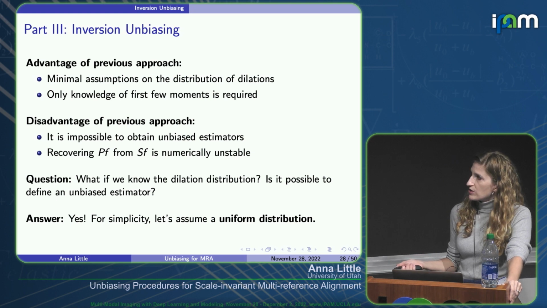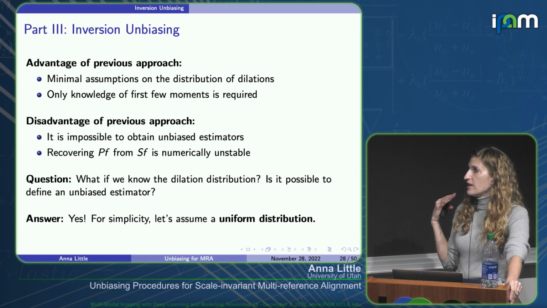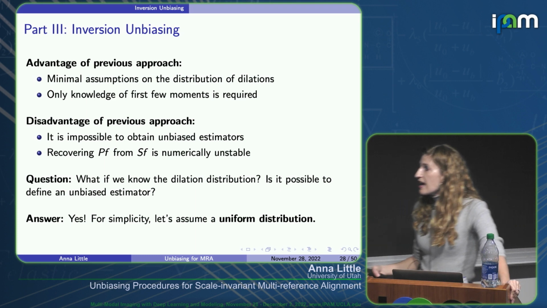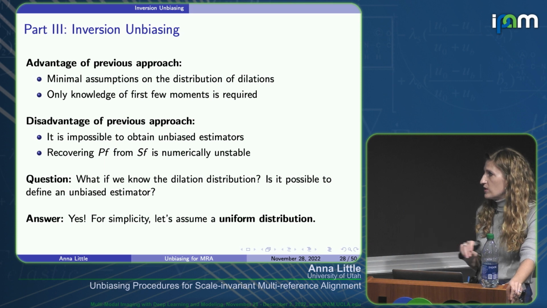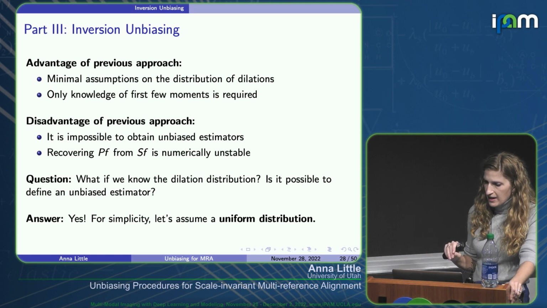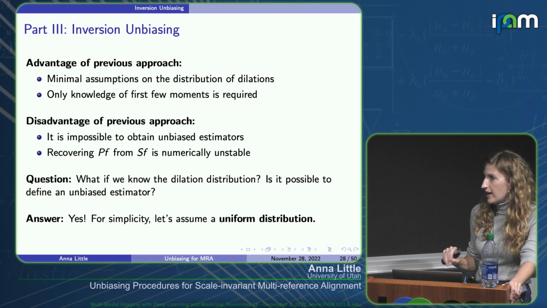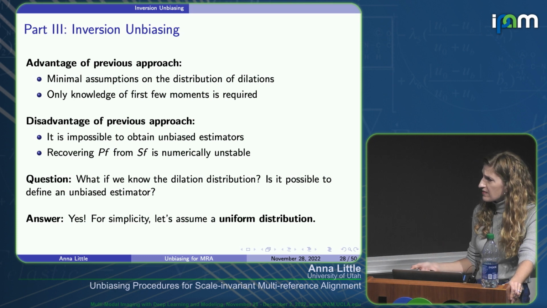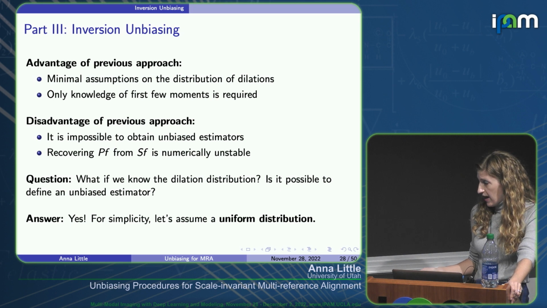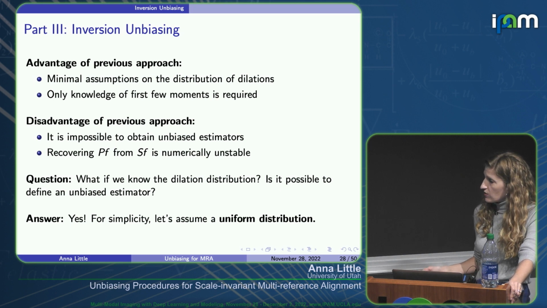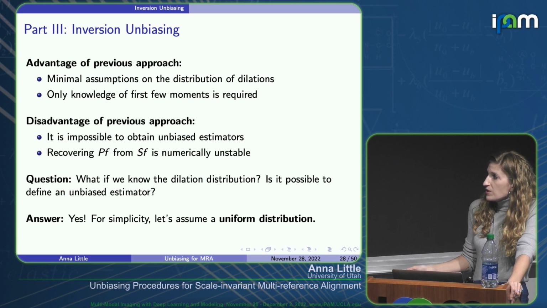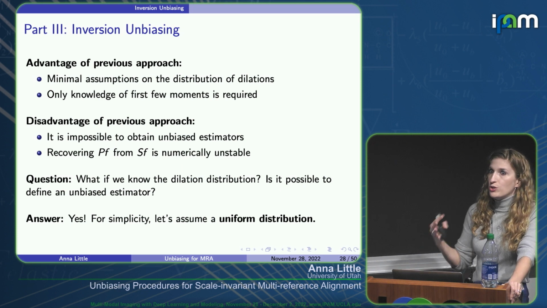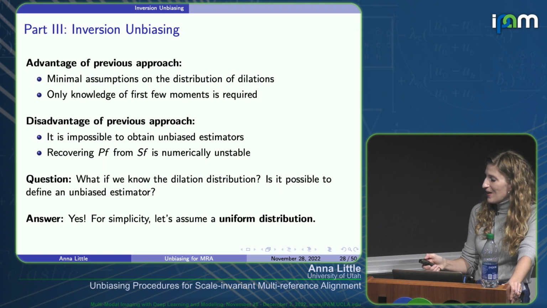So the question we started to think about is, what if we know more? What if we know exactly what the dilation distribution is? Could we solve the problem in that case? Is it even possible to define an unbiased estimator? For simplicity, we're going to start off assuming that the dilations follow a uniform distribution. This is not so critical. The critical thing is just that you know what it is, that you have that information.